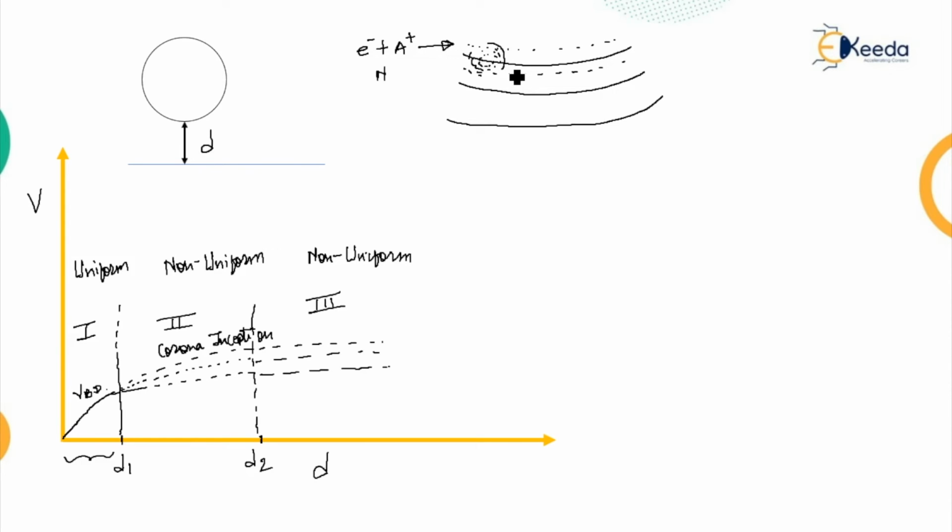When potential difference is applied between the conductors, the potential gradient is set up. So the application of voltage sets up the potential gradient. Now that becomes maximum at the conductor surface, so near the conductor surface it has the maximum value.